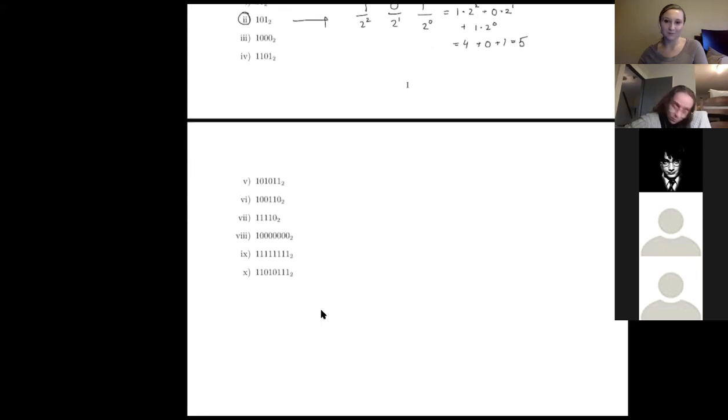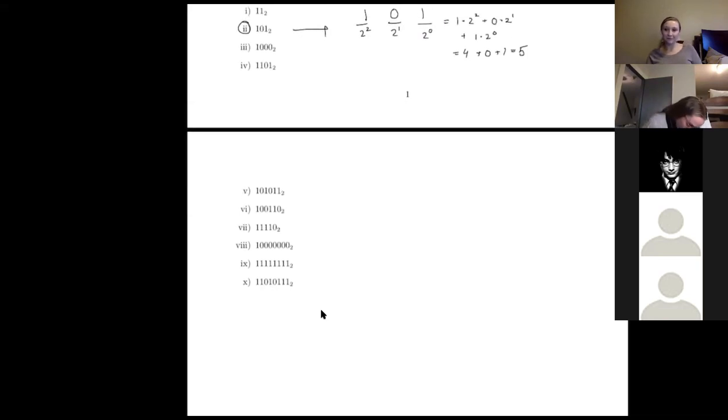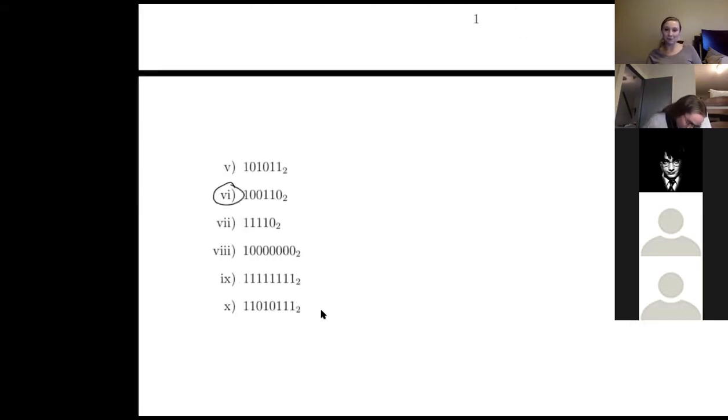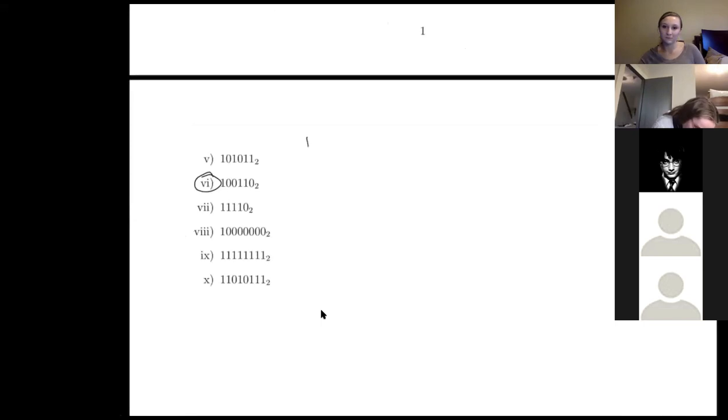Can you do it with only the bigger numbers? Yeah, of course. Yes, I can do that. Okay, I'll do this one. So write it out the same way. We have 1, 0, 0, 1, 1, 0.